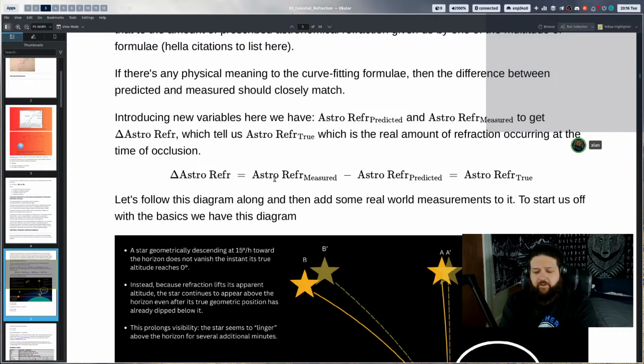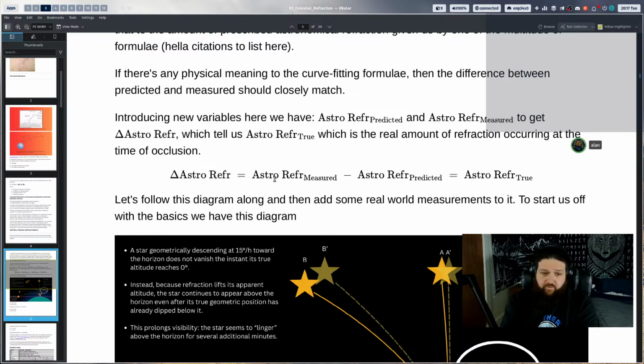Okay, so what I covered earlier in regards to taking the difference of the true position of the star with respect to the true elevation of the peak relative to the observer is going to allow us to introduce some new metrics. So we're going to have the delta astro refraction. That's going to be equal to the astronomical refraction that's measured minus the predicted amount that's given to us by the empirically derived formula.